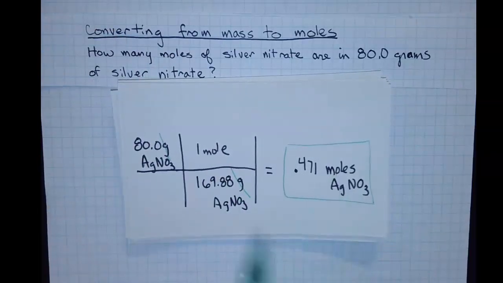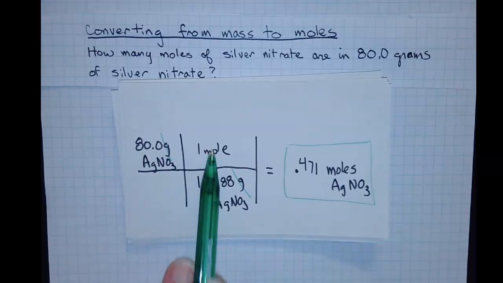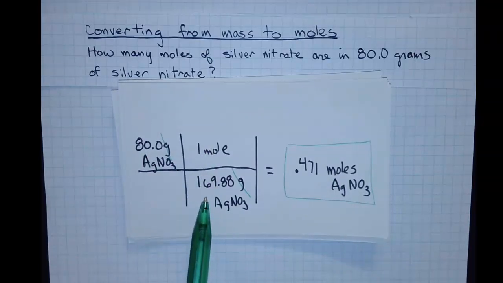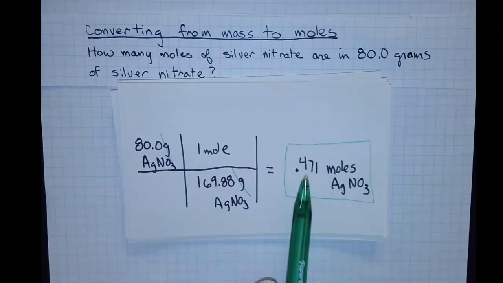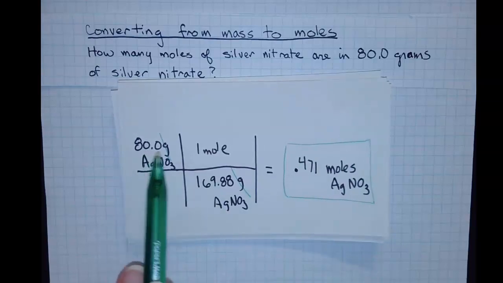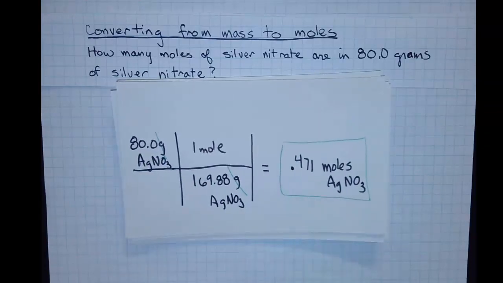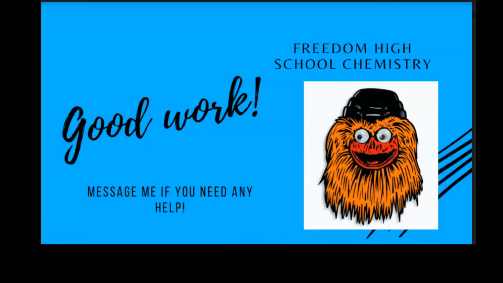Now I do the math. You multiply across the top and then you multiply across the bottom and you divide the top by the bottom. We're going to get 0.471 moles. We have 80.0 grams and 0.471 moles.